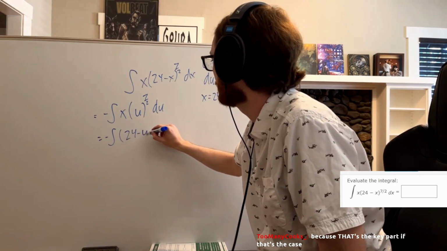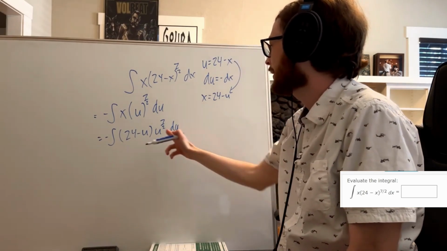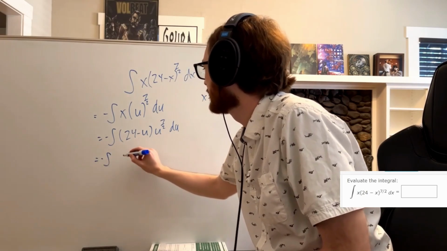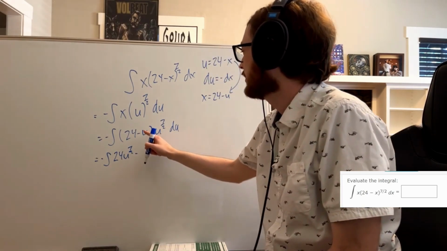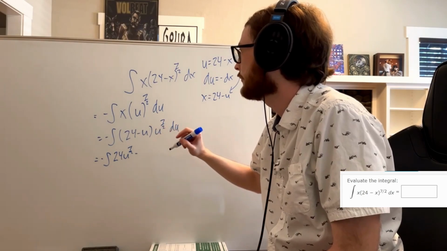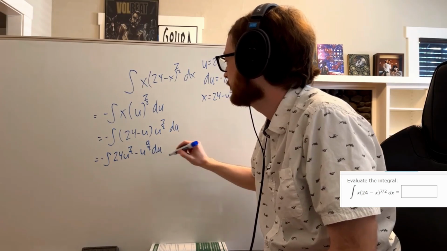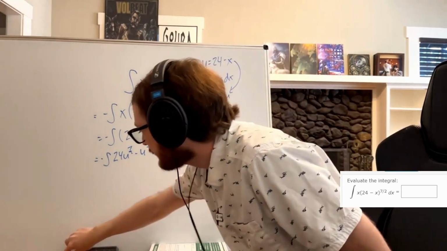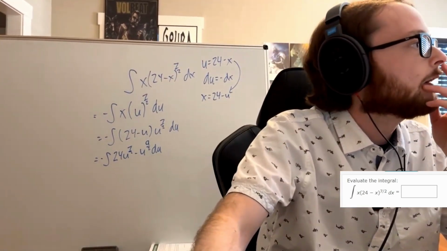24 minus u times u to the 7 over 2 du. Now we can multiply this u in, and we have a much simpler integral to do. 24u to the 7 over 2 minus, same base, so the exponents add. There's an invisible 1 there. 1 plus 7 over 2 is 9 over 2. Minus u to the 9 over 2 du. And that you can integrate directly, which we don't need to do for the person. I think they just need to see that kind of trick there.